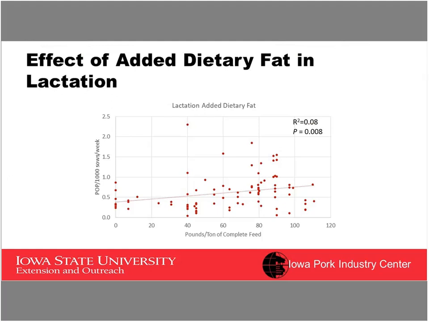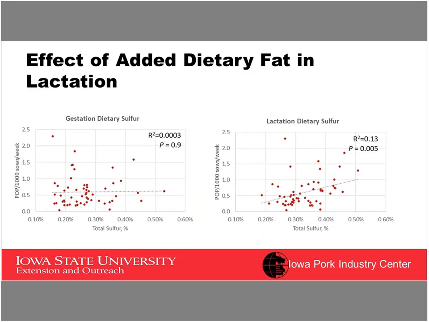So one of the things we had a lot of questions and interest in was dietary fat and the effect that it could have on fat and lactation. This is just looking at the pounds of dietary fat, not the specific source at this point, but the pounds of fat per ton in the complete feed. Here we see not a remarkable relationship, but a statistically significant relationship between dietary fat during lactation and the pelvic organ prolapse rate.